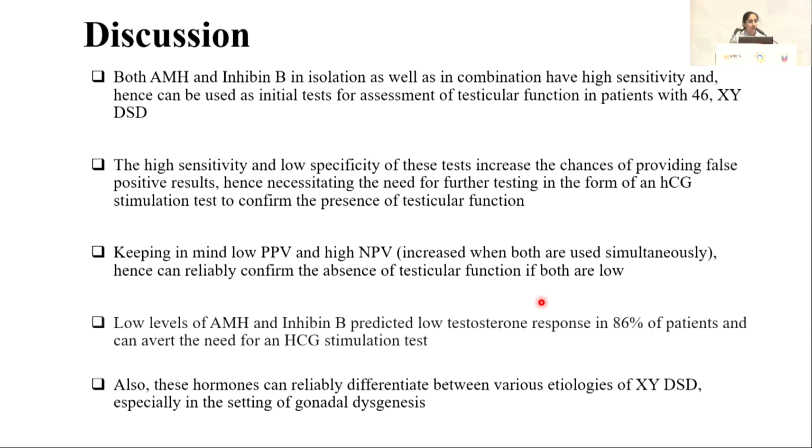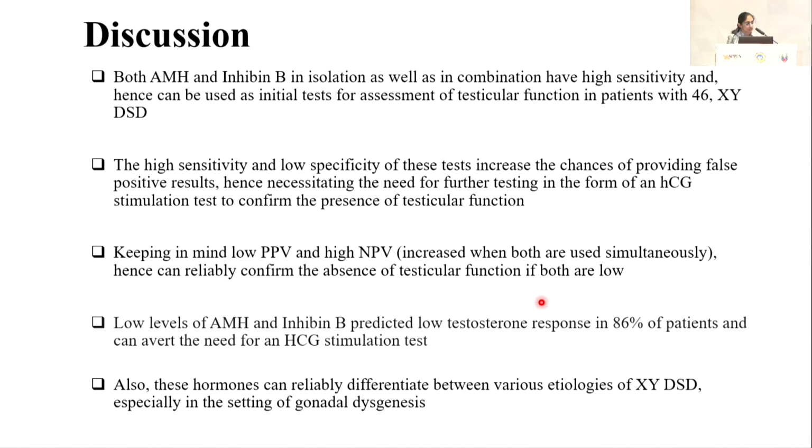So finally concluding, both AMH and inhibin B in isolation as well as in combination have high sensitivity and hence can be used as initial tests for assessment of testicular function in patients with 46XY-DSD. But keeping in mind the high sensitivity but low specificity of these tests, it increases the chances of providing false positive results, hence necessitating further testing in the form of an HCG stimulation test to confirm the presence of testicular function.